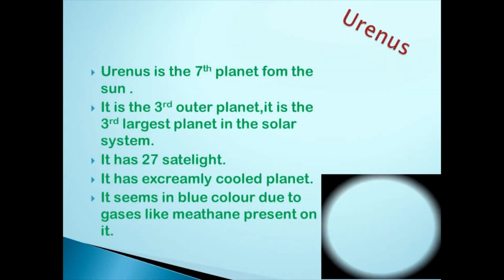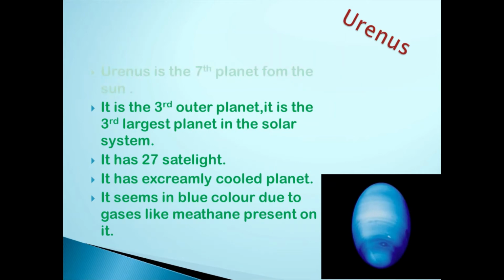Uranus. Uranus is the 7th planet from the Sun. It is the 3rd outer planet. It is the 3rd largest planet in the solar system. It has 27 satellites. It has an extremely cool climate. It looks blue in color due to gases like methane present on it.